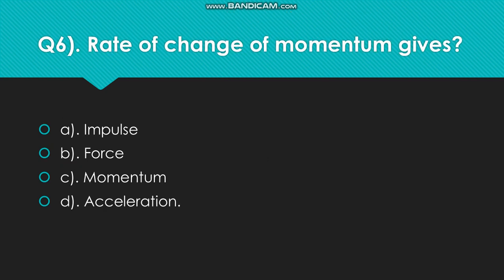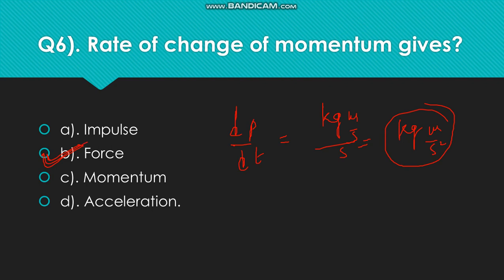Rate of change of momentum, very simple, that will give you force. Rate of change of momentum is nothing but dp by dt, dp divided by dt. And what is this dp? P is kg meter per second and time is again second, so this will give you kg meter per second square, and this is your force. So the correct option is force. Option B is correct.